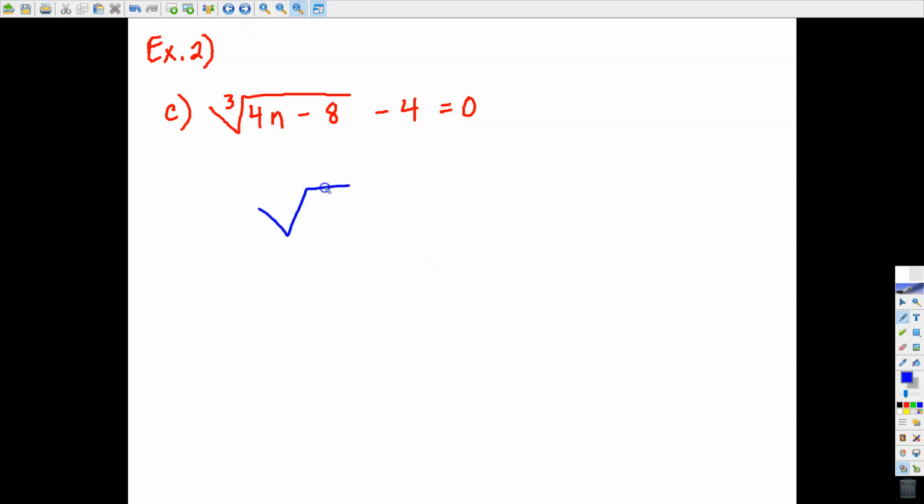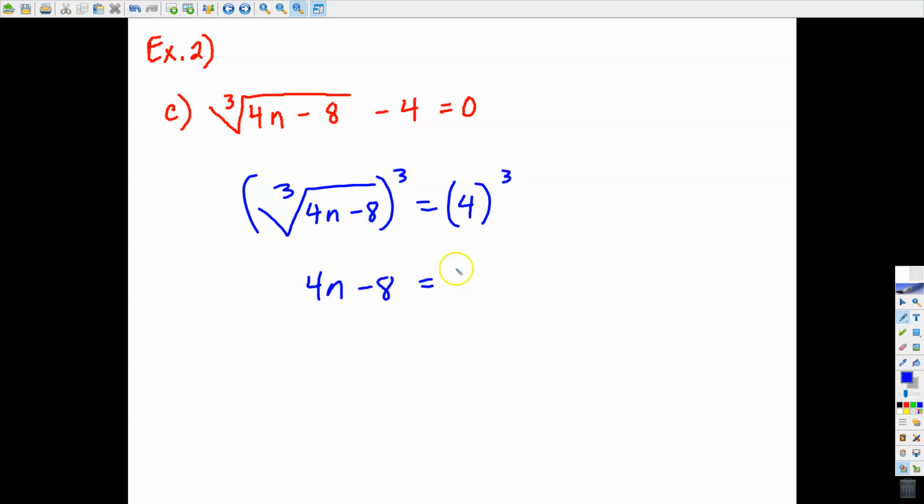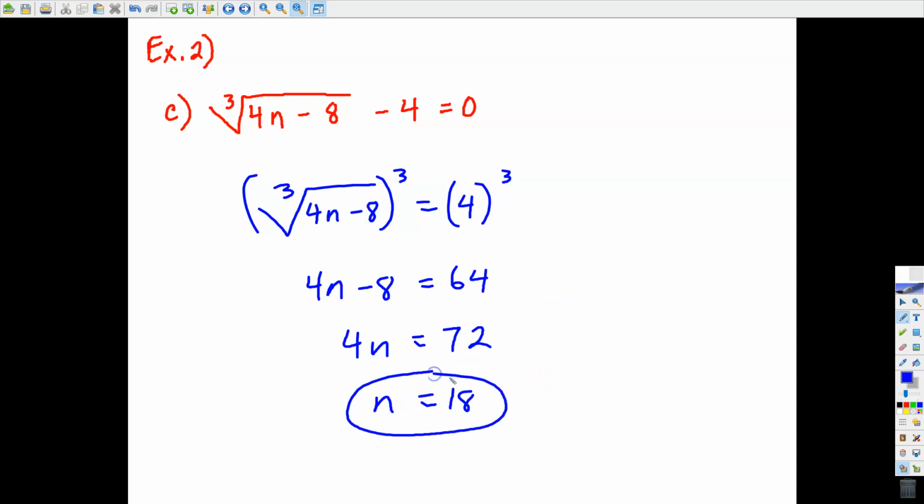I'm going to add 4 to both sides to isolate the radical. And I'm going to raise both sides to the 3rd power. And that produces 4n minus 8 is equal to 64. Now I'm going to add 8 to both sides. And then divide by 4, and I get n is 18. And that is also a good answer. 4 times 18 is 72. 72 minus 8 is 64. Cube root of 64 is 4. 4 minus 4 is 0.